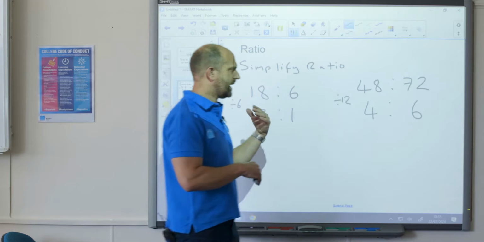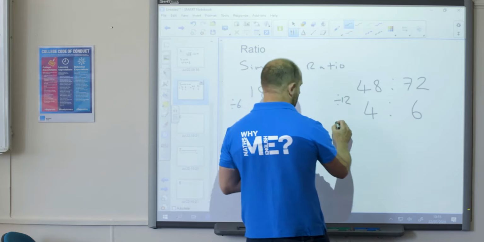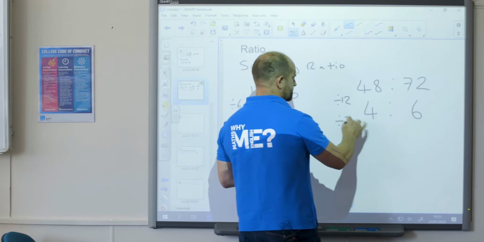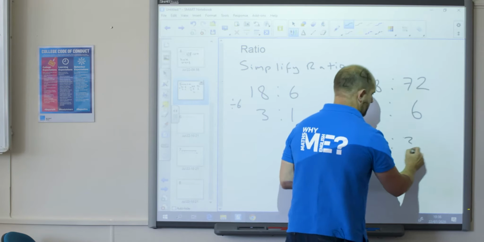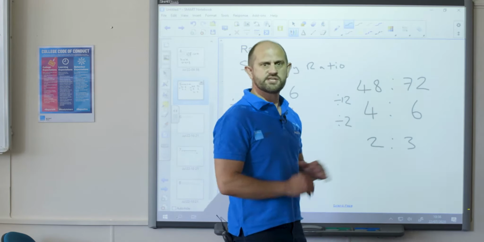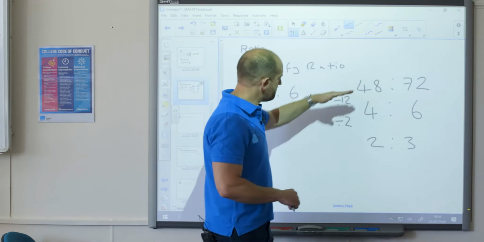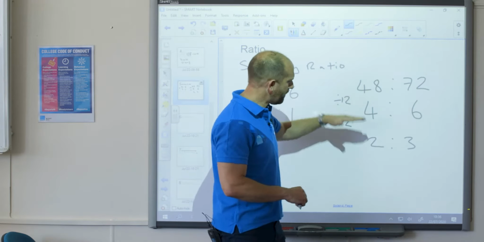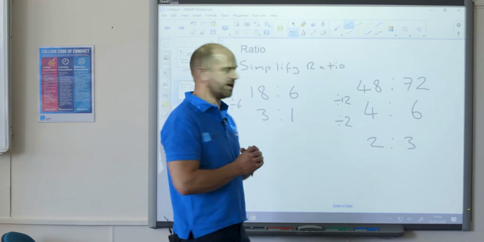Again, this can be cancelled down because I know that 2 goes into 4 and 2 goes into 6. So I'm going to divide both this time by 2. So 2's into 4 go twice, and 2's into 6 go 3 times. So 48 to the ratio of 72 simplified is 2 to 3. And it doesn't matter how many steps it takes me to get to that simplified version. I could have divided this by 2, 2 again, 2 again, and 2 again if you're not too certain of your times tables. It just means it'll take longer to get to the answer.